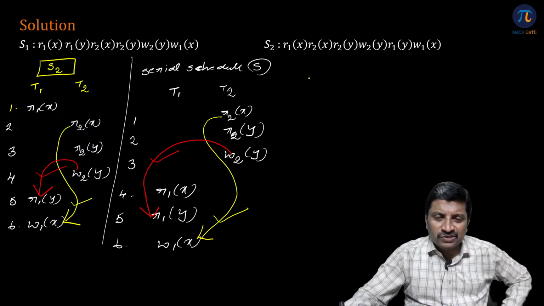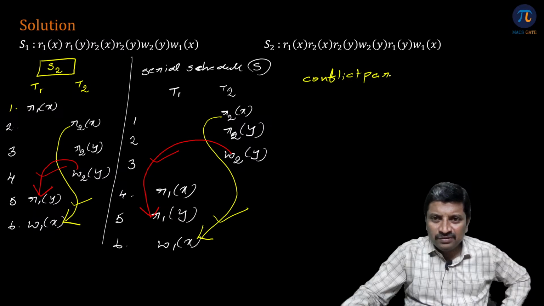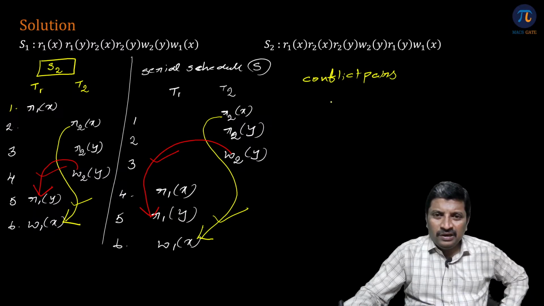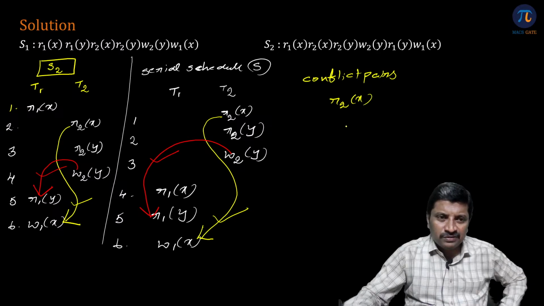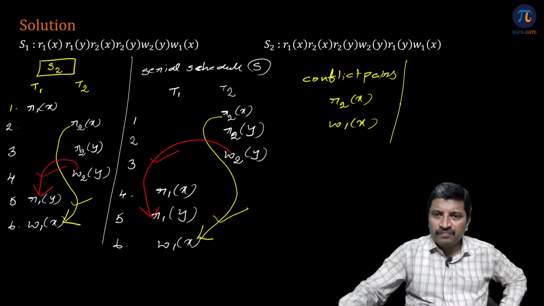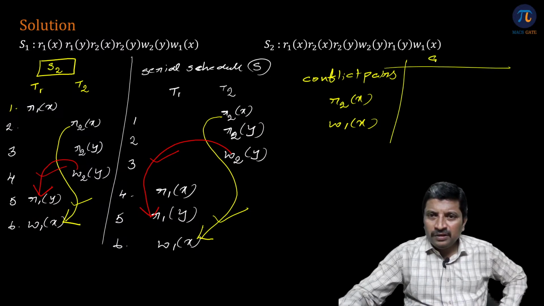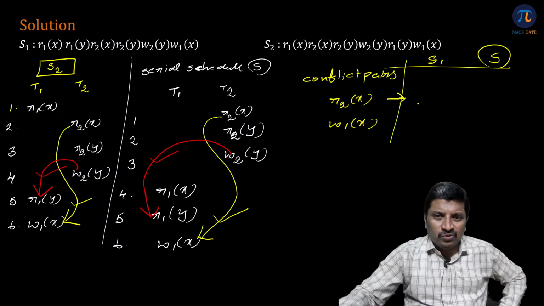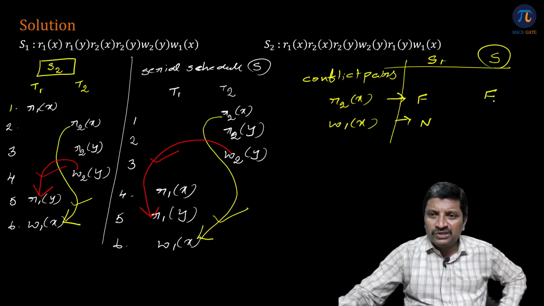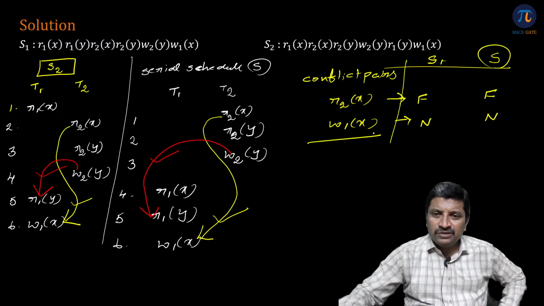Or you can write like this also, sir. Conflict pairs. Follow any one of them, sir. In conflict pairs, what is the first conflict pair? R2 of X, W1 of X. In S1, in S we consider. Here R2X is first, this is next. Here also R2X is first, this is next. So this is no issue.